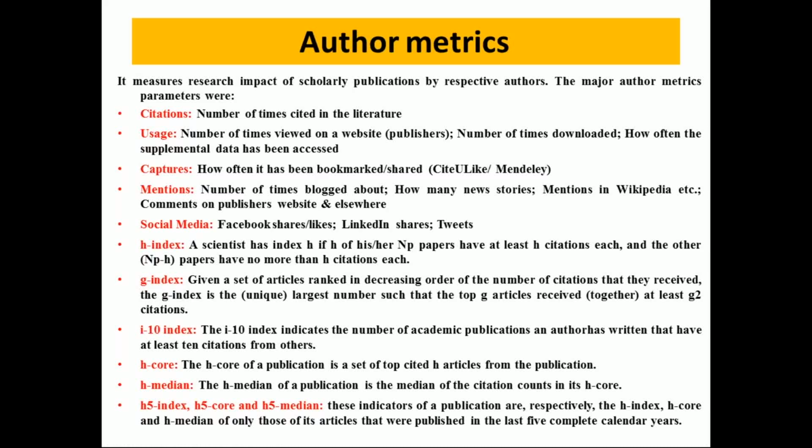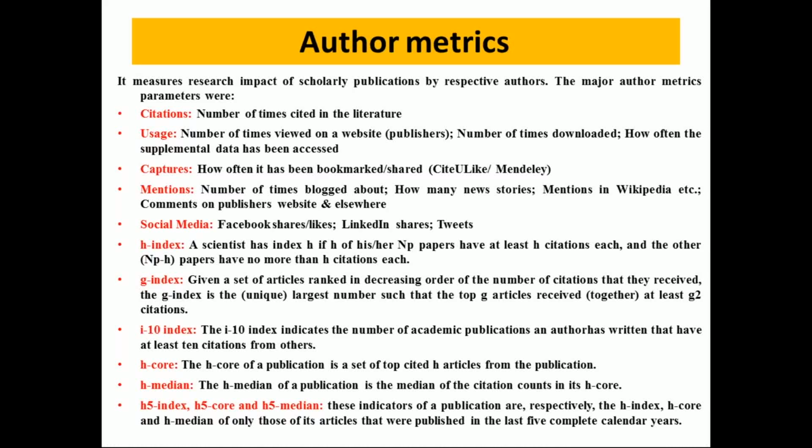H index: a scientist has an H index of H if H of his N papers have at least H citations each, and the other N minus H papers have no more than H citations each. That means if I have an H index of H, my other papers will have fewer than H citations.